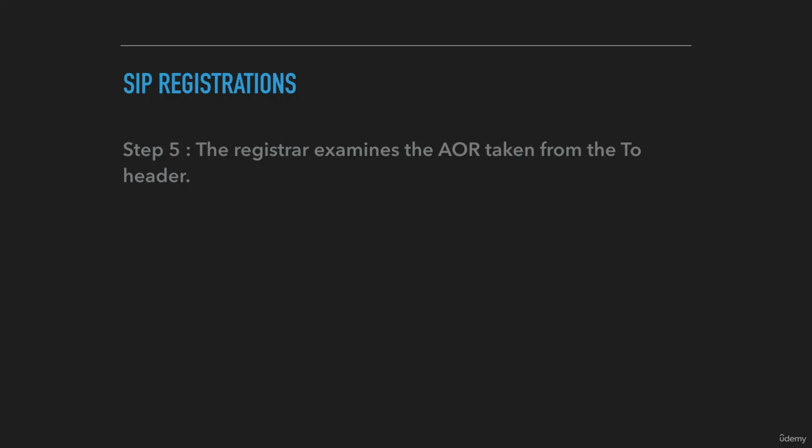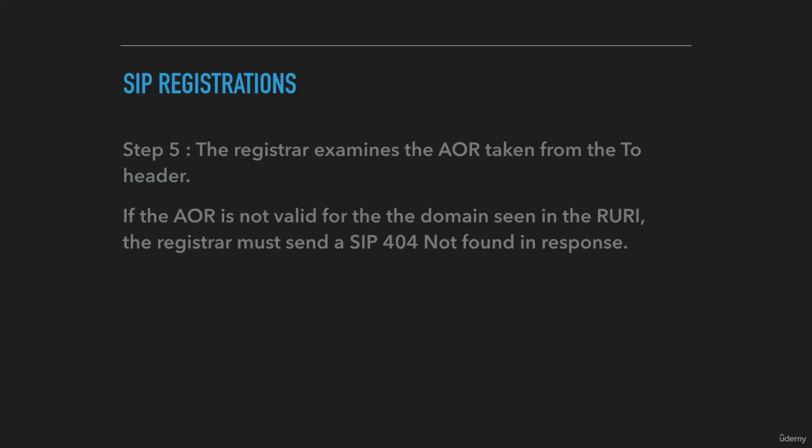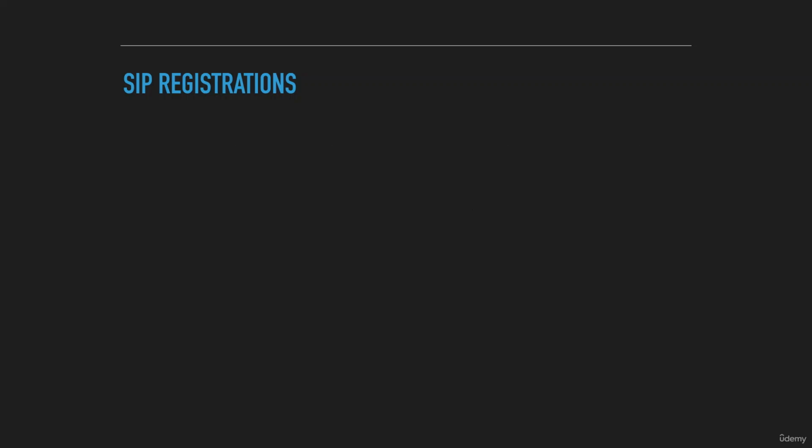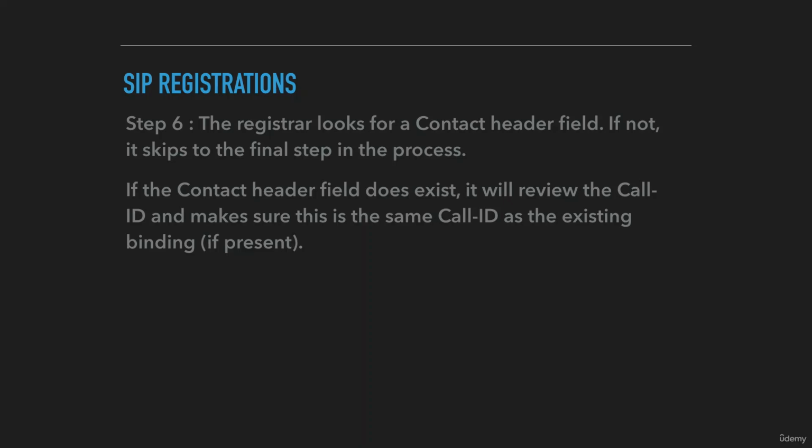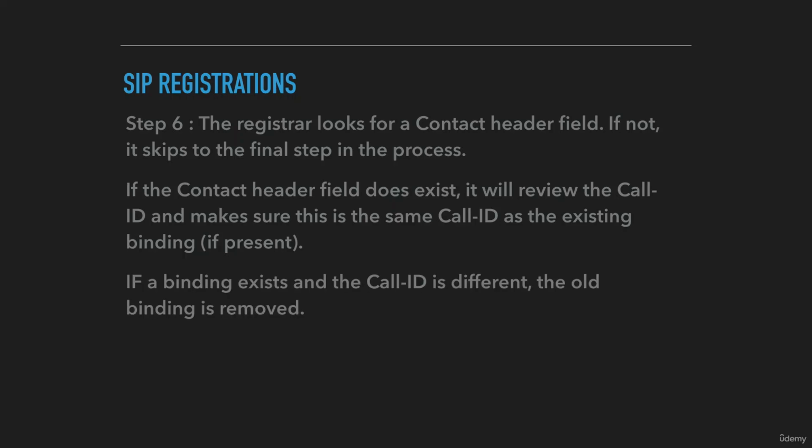5, the registrar determines the AOR, or address of record, taken from the to header. If the AOR is not valid for the domain seen in the RURI, the registrar must send a SIP 404 not found in response. Step number 6, the registrar is going to look for a contact header field. If not, it's going to just skip to the final step in the process. If the contact header field does not exist, it will review the call ID and make sure this is the same call ID as the existing binding if present.